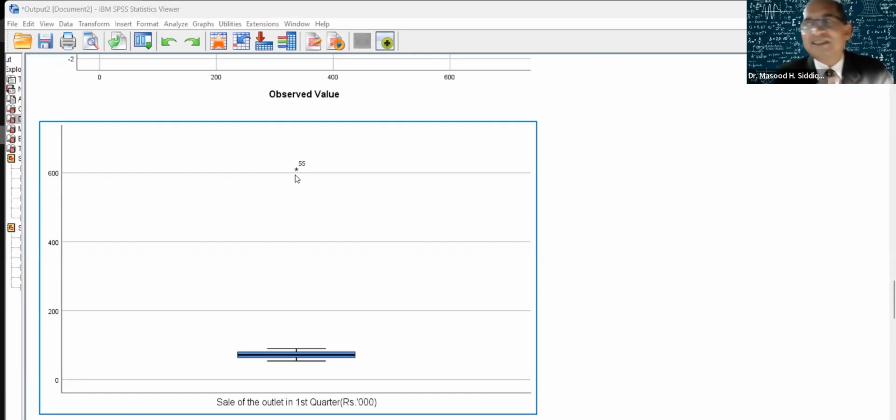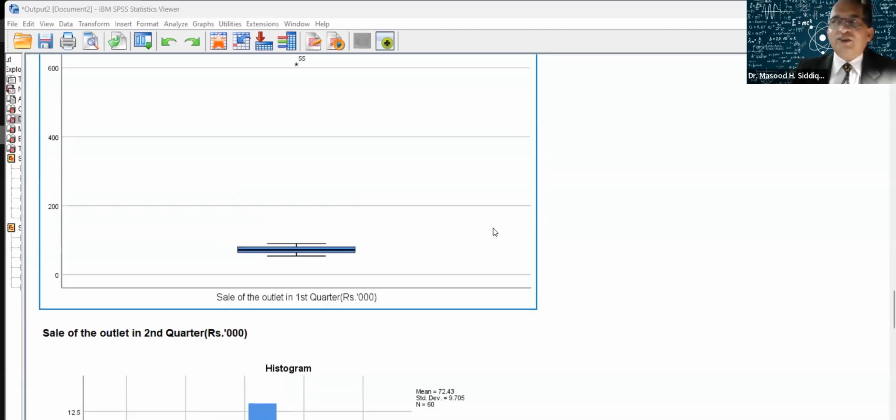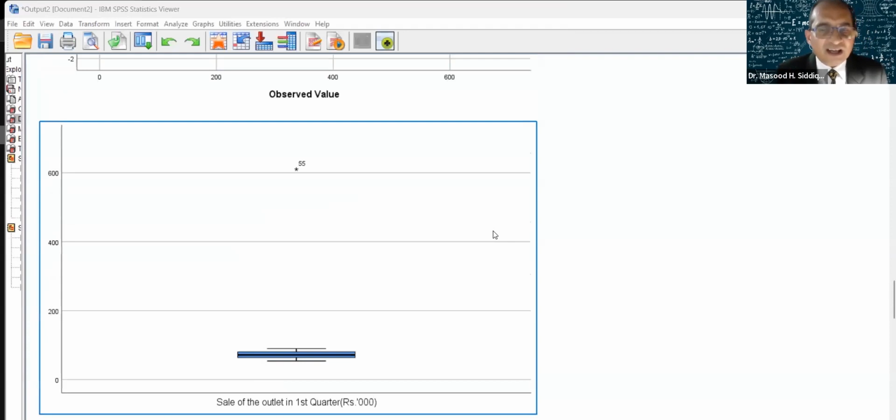Right? So this is a discussion that is related to outliers. Now what can we do? We can remove the outliers, or we can use some standardization by converting everything to a standardized scale. So this is the discussion that we have related to outliers.